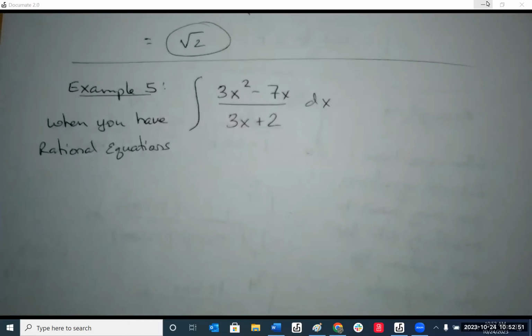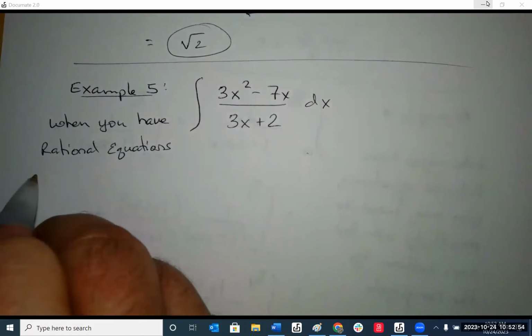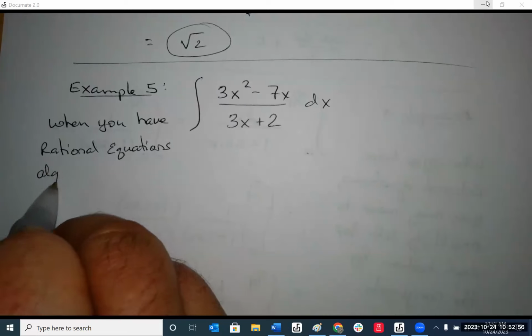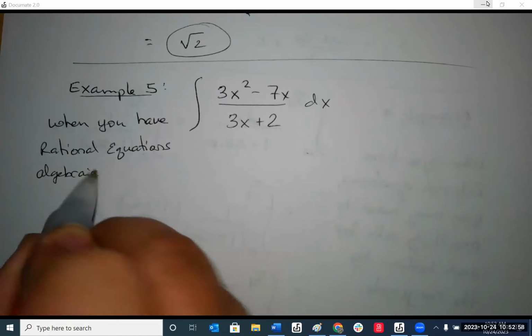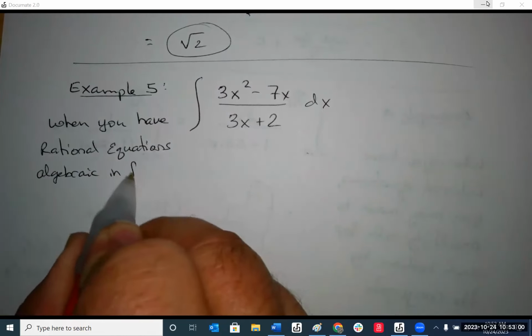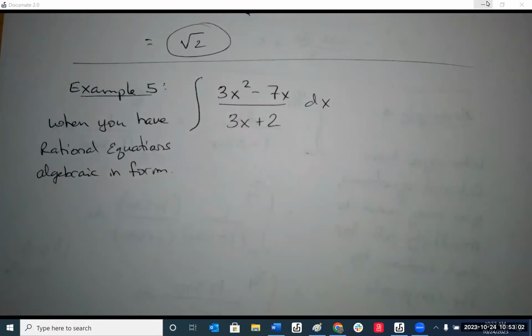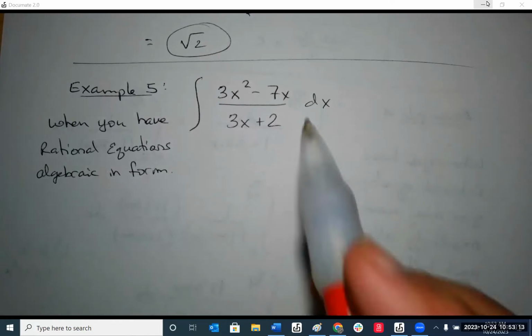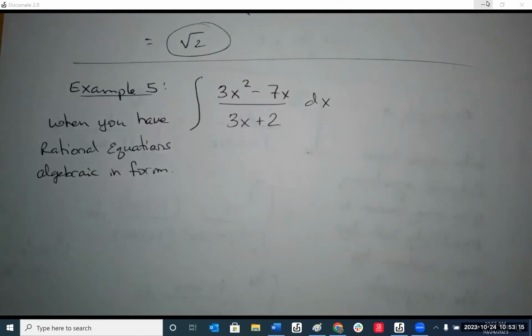When you have rational equations, fractions algebraic in form, first you see if factoring will help, or is the denominator, one is a derivative of the other, and it doesn't work that way. Again, you have a whole series of things you can look at.